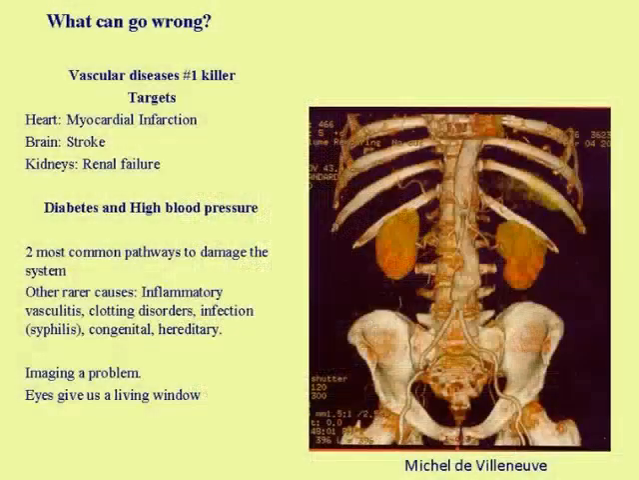So what can go wrong? Well, we mentioned before that vascular diseases are the number one killer. What do I mean by that? Hearts, myocardial infarction, heart attacks. Brains, strokes. Kidneys, renal failure. Plus, there's a heap of metabolic diseases, such as diabetes, and there's also the disease of high blood pressure, the silent killer, which together are probably the two most common pathways to damage this system. And I mentioned earlier there are other rarer causes: inflammatory vasculitis, clotting disorders, infections, syphilis, congenital and hereditary causes.